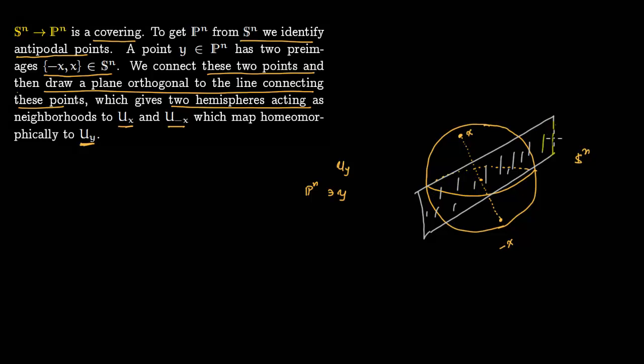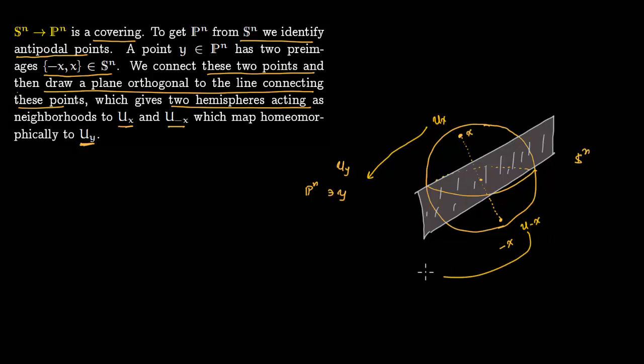So this is the plane which is cutting the sphere. So you have a top part of the sphere and the bottom part of the sphere. So this top part of the sphere is neighborhood u of x, the bottom part of the sphere is u of minus x, and these 2 map homeomorphically to u of y. That is just because of the construction of the projective space. You just identify points, so there is not much to it.